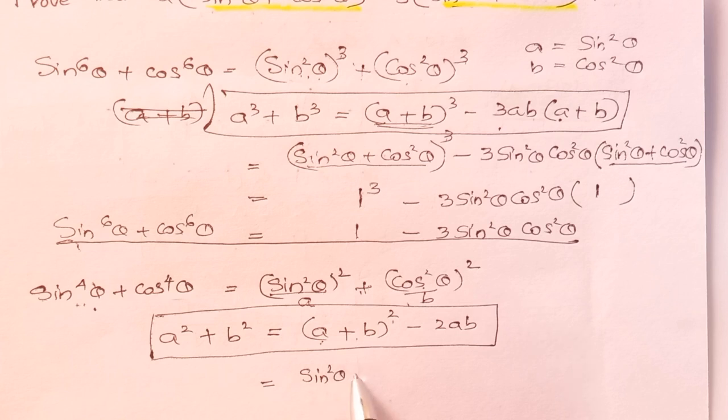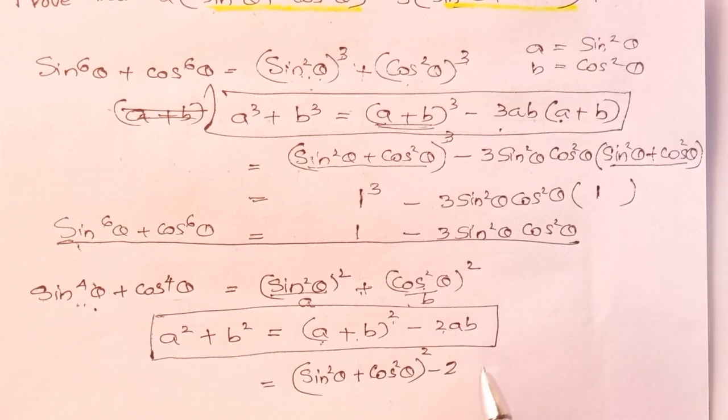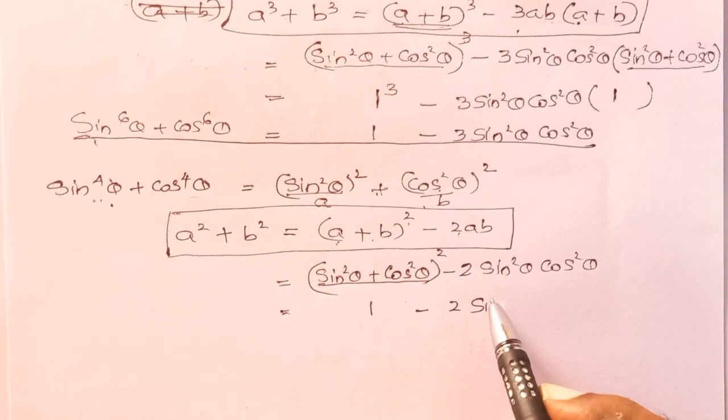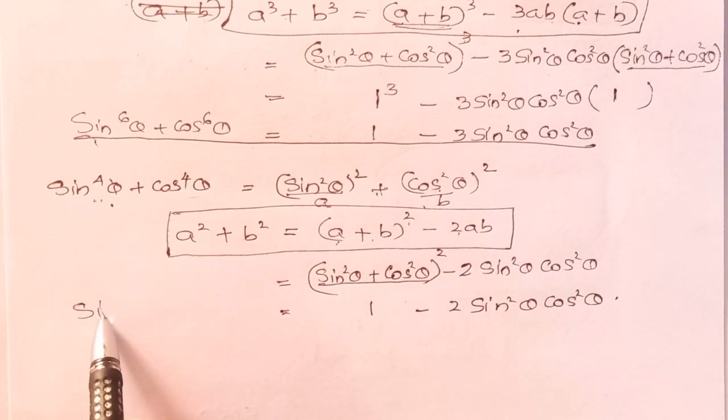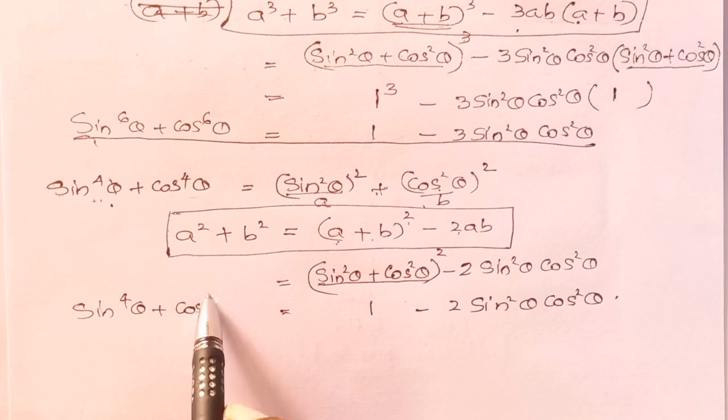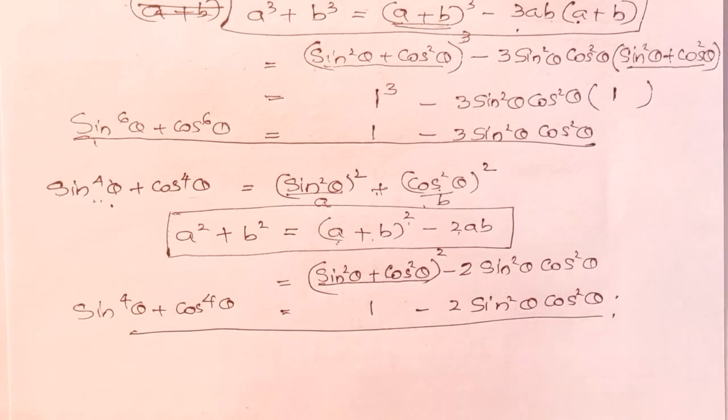A is sine square theta plus b is cos square theta the whole square minus 2 times a is sin square theta into b is cos square theta. That's equal to, again we have the identity, 1 square. 1 square is 1 minus 2 sin square theta cos square theta. Okay, so we get sin raised to 4 theta plus cos raised to 4 theta as this answer.